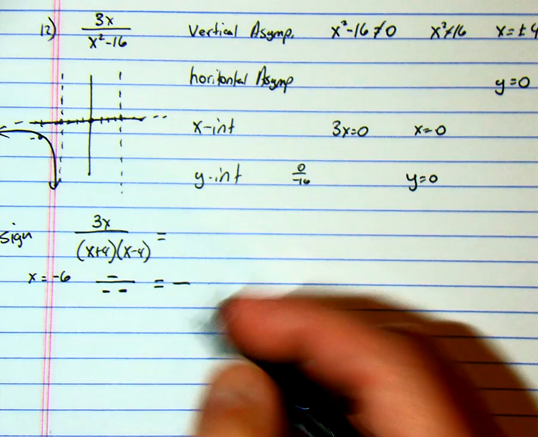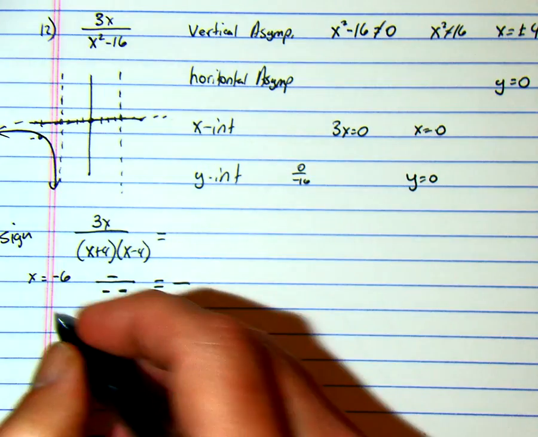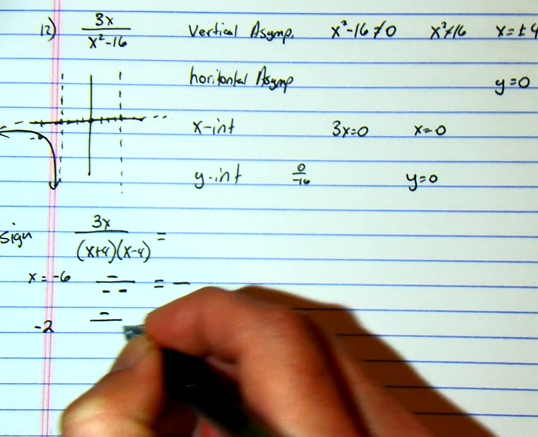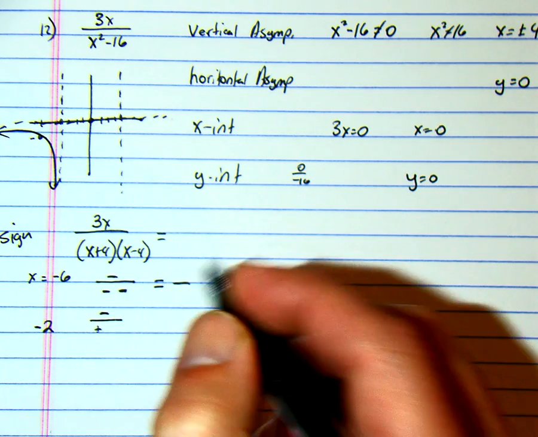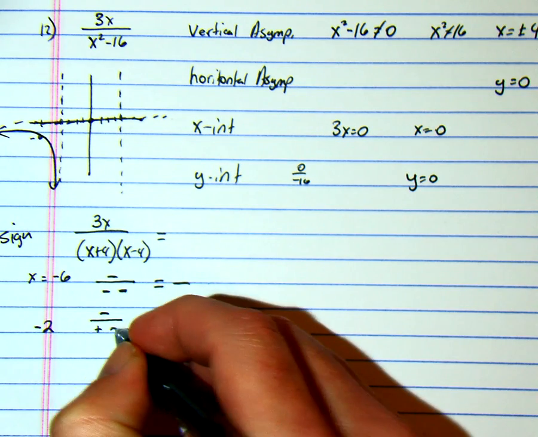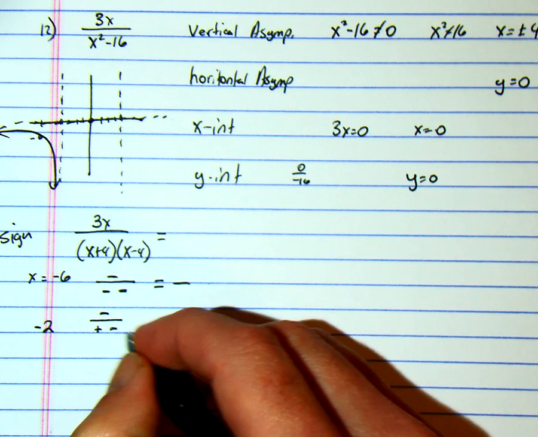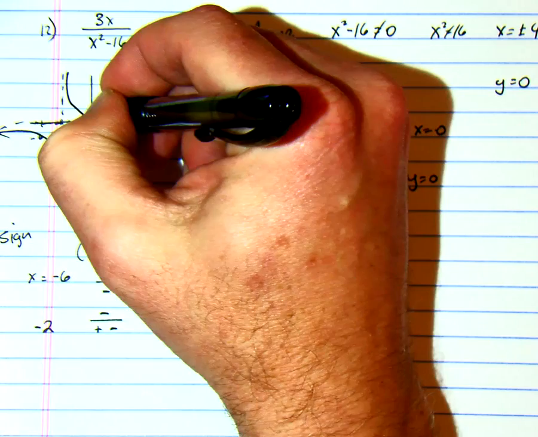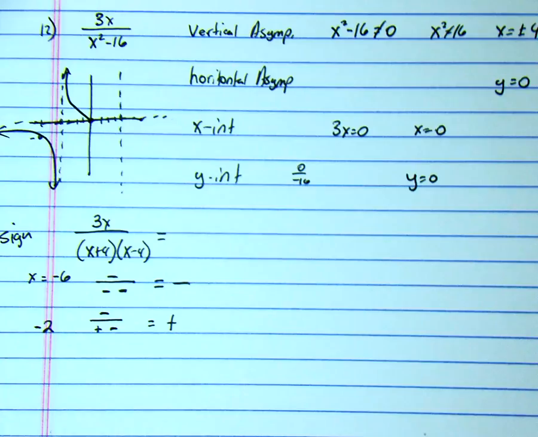Okay, I've got to test in another spot. So we're going to test in the middle there, at negative 2. That gives me a negative 6 in my numerator, a positive for negative 2 plus 4, and a negative for there. So 2 negatives and a positive is going to equal a positive. So I know until I get to 0, it's going to be positive.